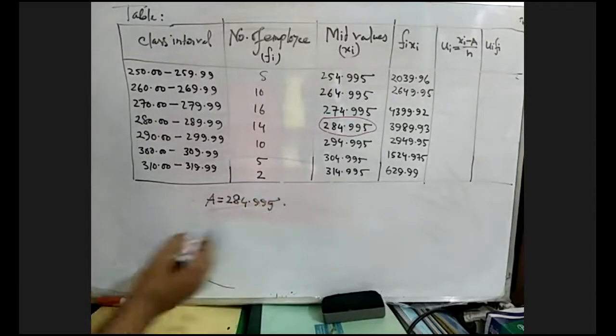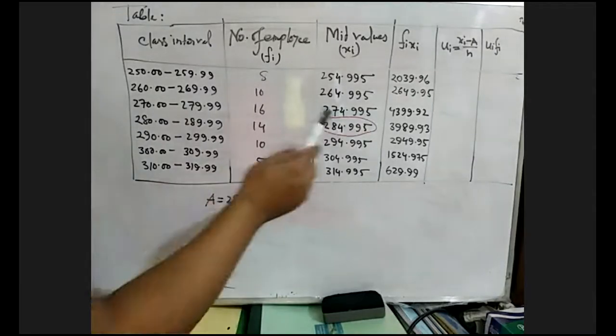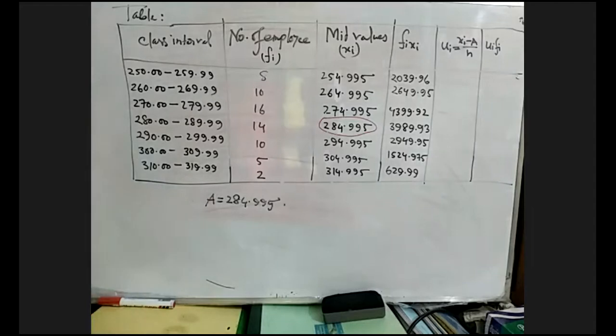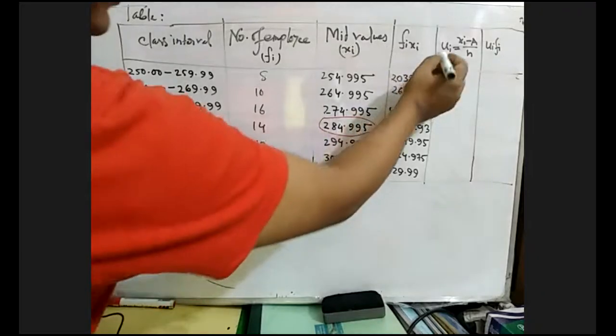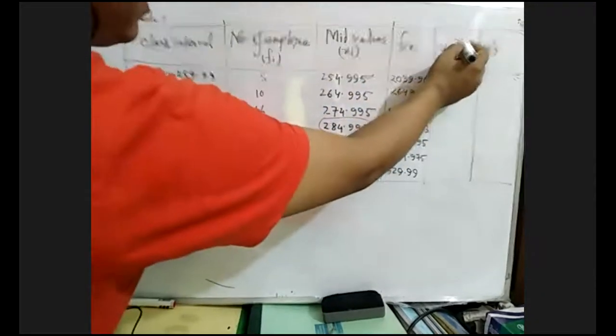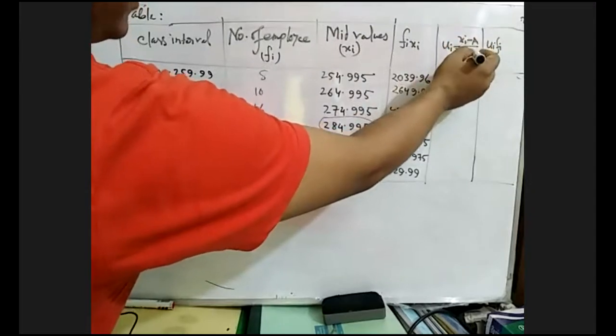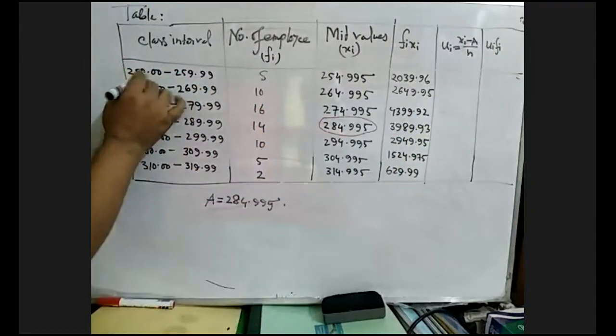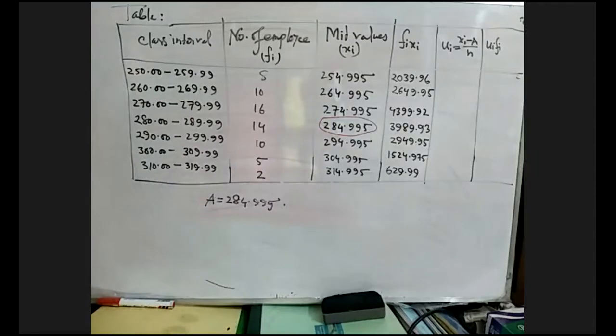Okay, so this is the assumed mean, these values. Now next we'll try to find the ui. What will be the ui here? ui equals xi minus a divided by h. h is the length of the class interval. Here it is 10, so 10 is the length of the class interval.